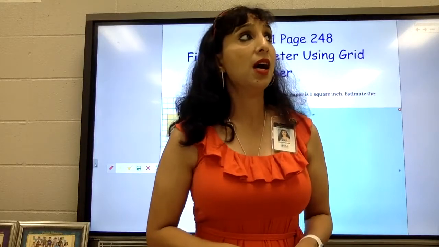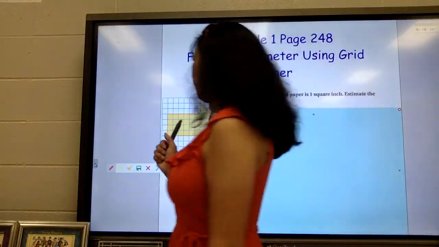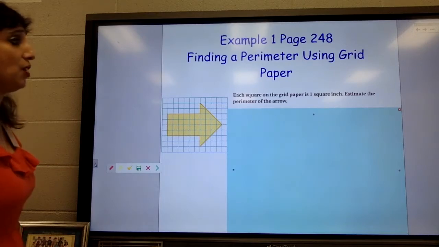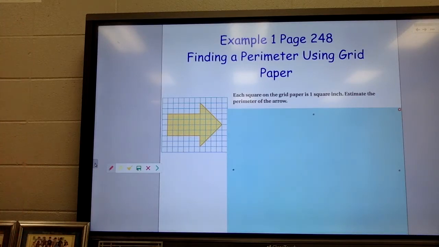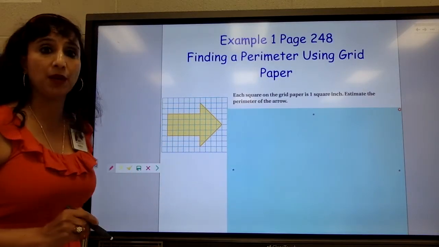Area is the number of square units inside a shape. And we've already done area in indicators 12 to 14, so that would be unit 4. All right, so I'm going to show you how to calculate this if a shape like this is given to you, and it's saying estimate the perimeter of the arrow. Perimeter means everything outside the shape, okay?